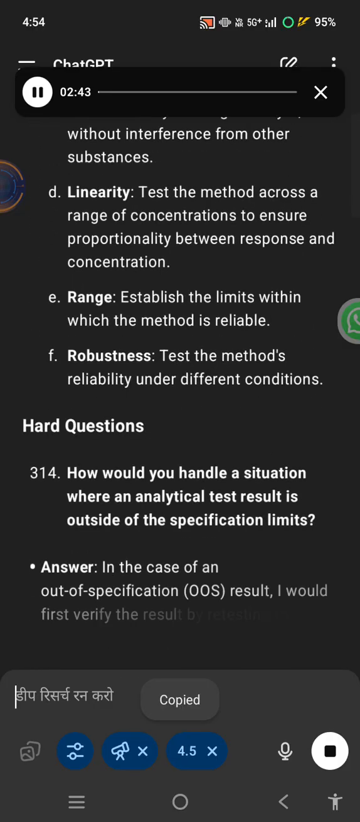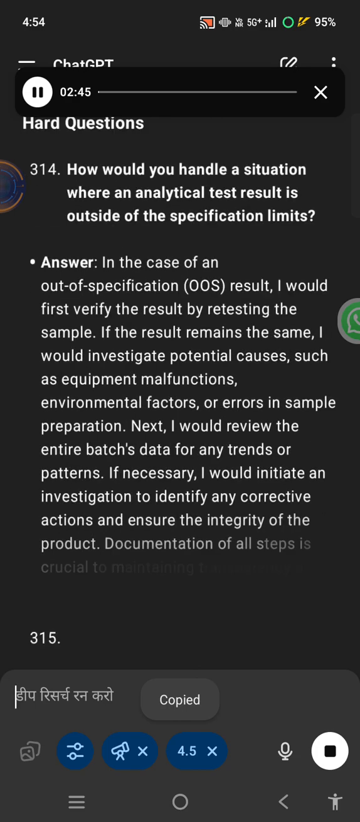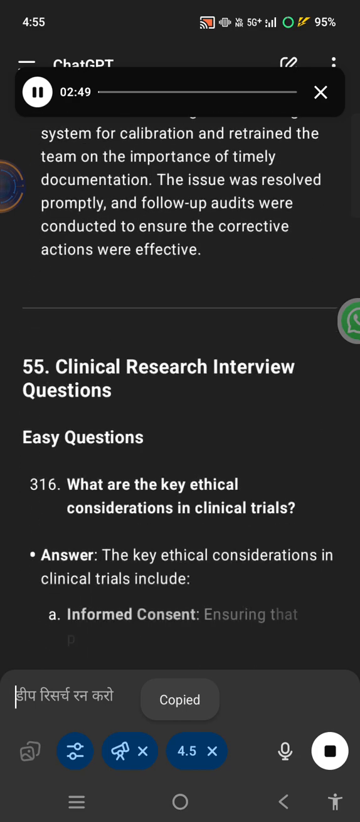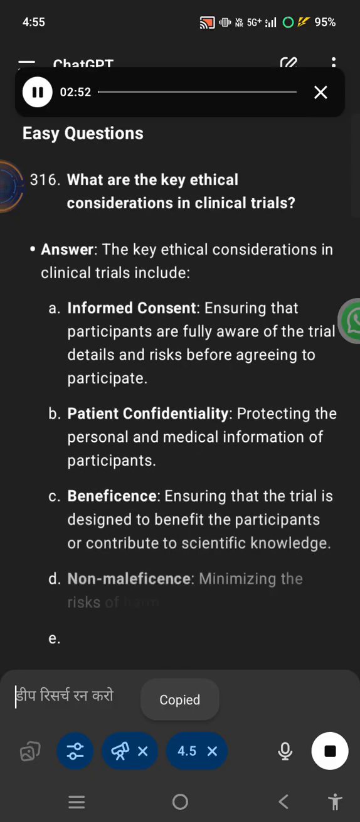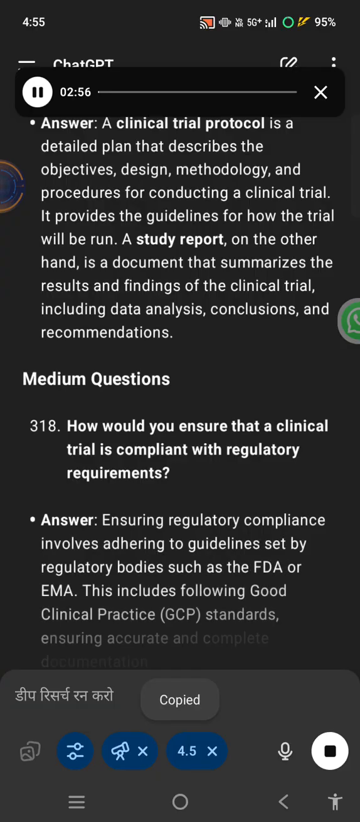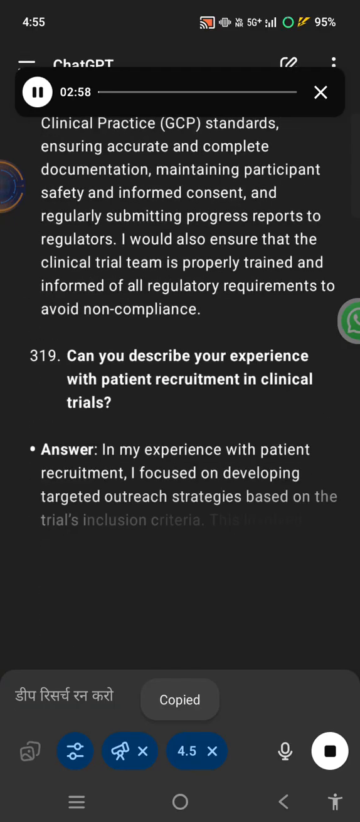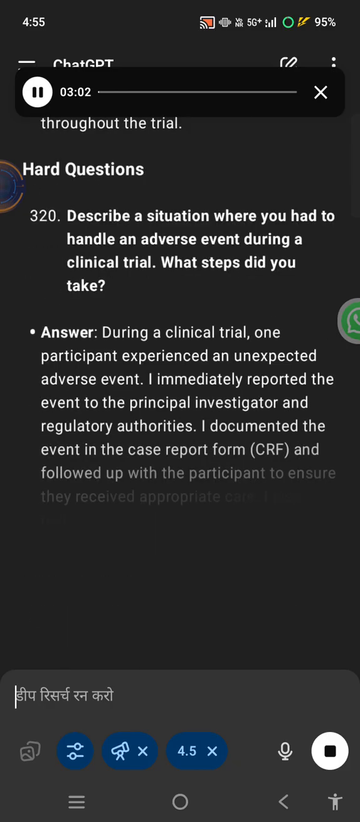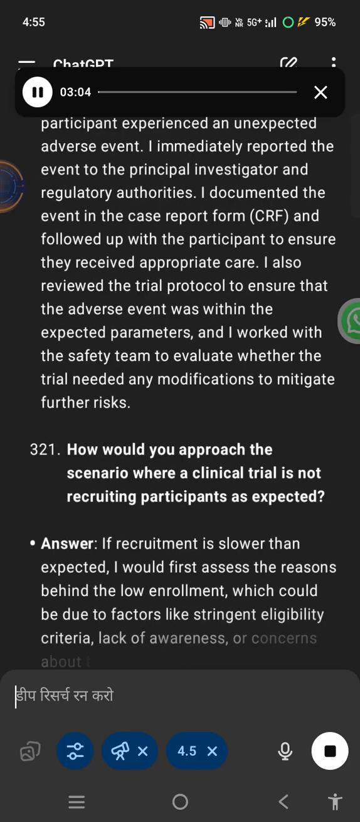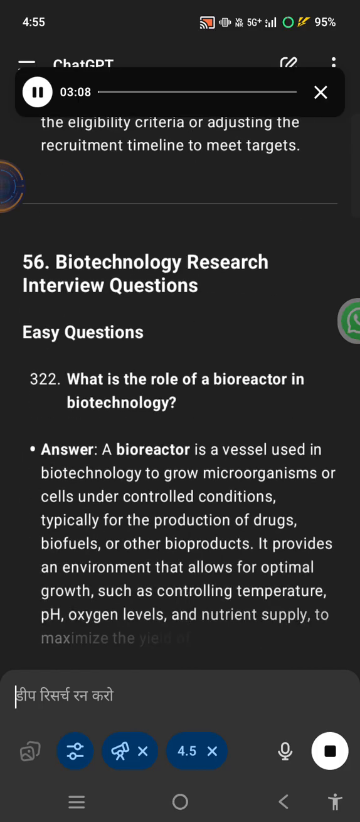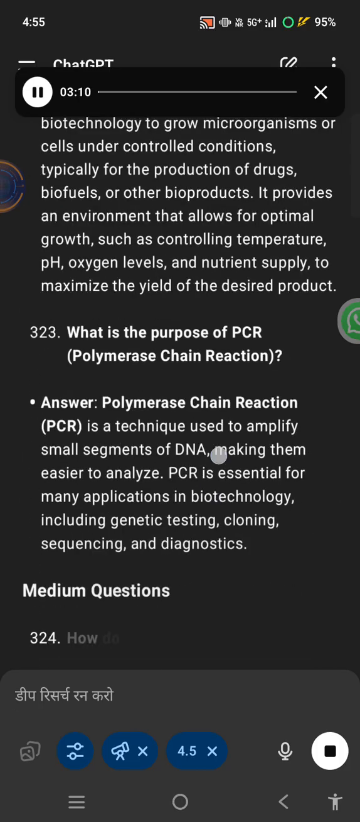7. Pharmaceutical regulatory affairs interview questions. Easy questions. 34. What does regulatory affairs in the pharmaceutical industry mean? Answer. Regulatory affairs involves ensuring that pharmaceutical products meet the regulatory requirements of the countries they are sold in. This includes navigating the approval process, ensuring compliance with local and international laws, and managing product registrations.